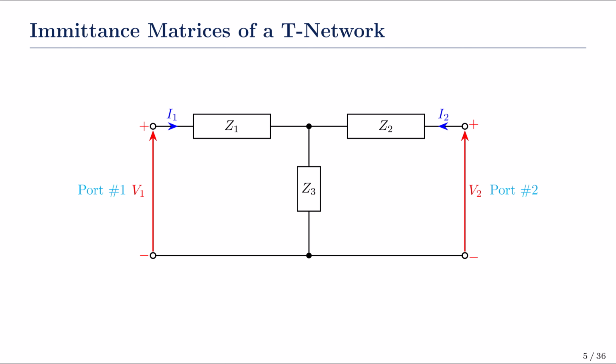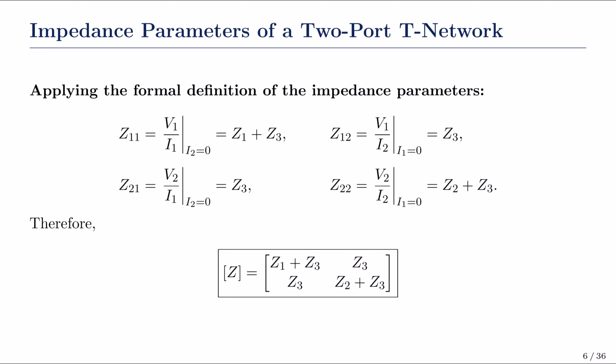Having identified the topology, we now derive the impedance matrix. We now evaluate each impedance parameter under the required open circuit condition. The driving point impedances include the corresponding series arm and the common shunt impedance, while the transfer impedances are both equal to Z3, demonstrating reciprocity. Collecting these four quantities yields the complete Z matrix.